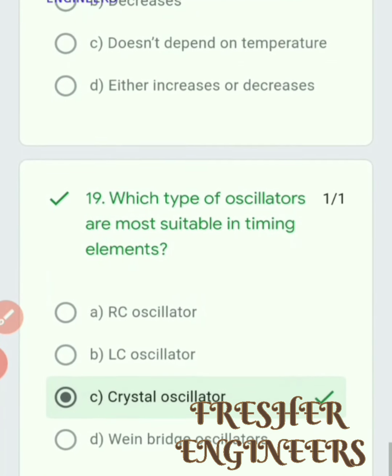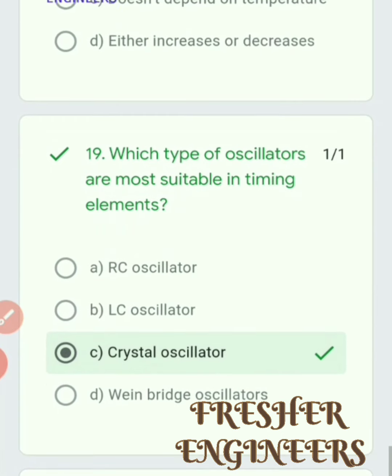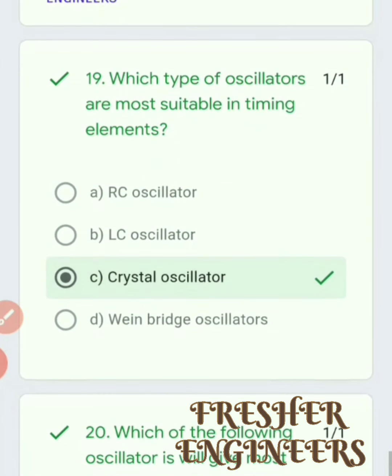Which types of oscillations are most suitable in timing elements? Which is crystal oscillator. Hence, the correct option is C.